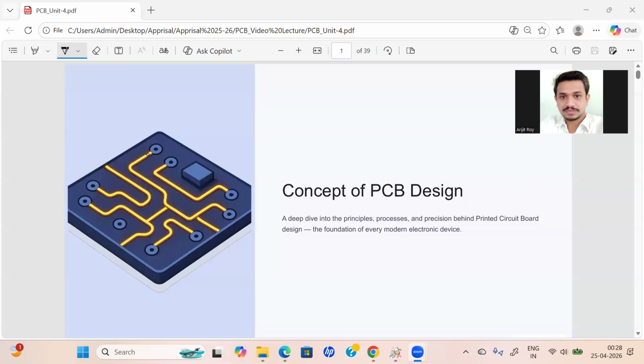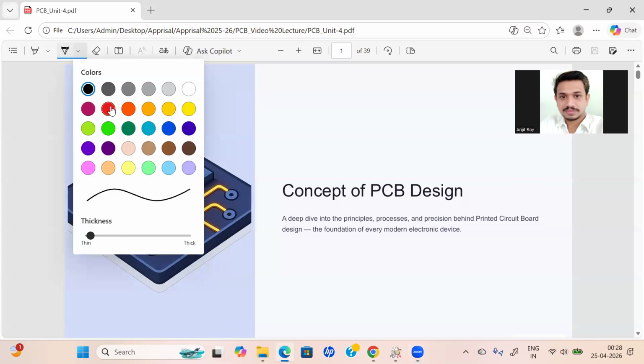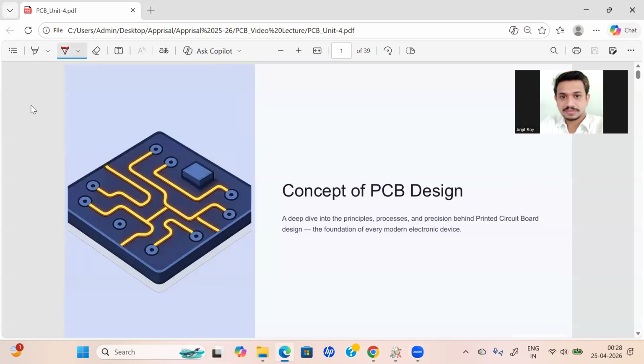So this is a PCB. Suppose this is a diagram. In this diagram, we can see there are different types of components, and they are interconnected by wires. This is nothing but what is called a PCB board.